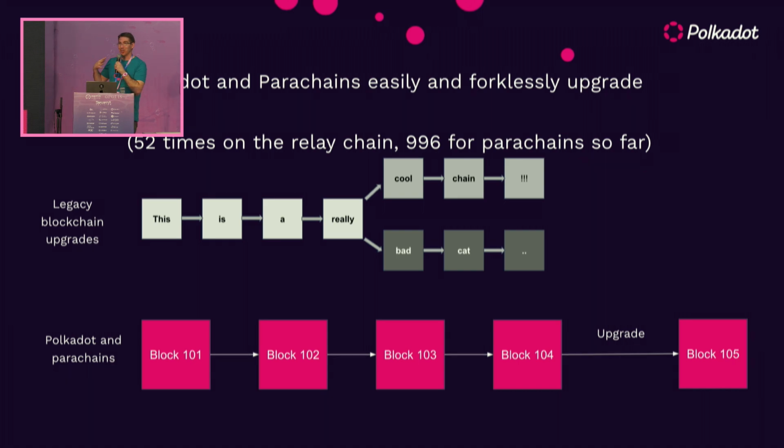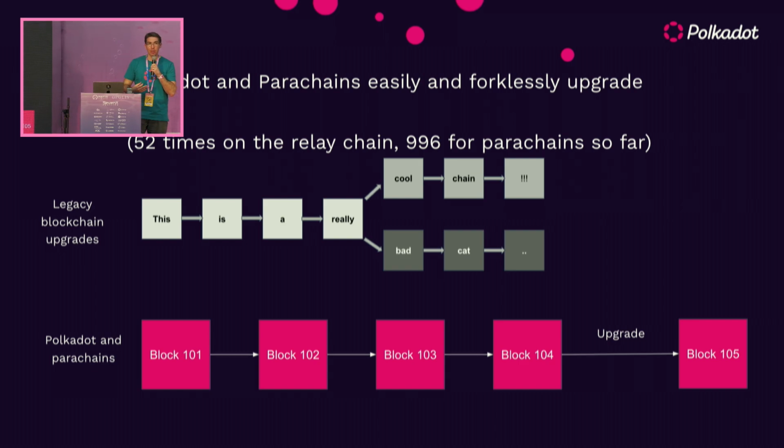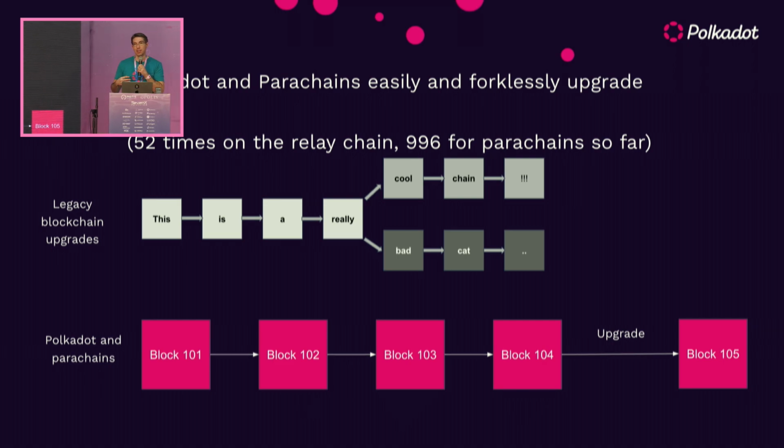This makes it a lot easier than coordinating with everyone running a node that, hey, it's time to upgrade, and make sure that you do it. It generally just happens automatically. And this is not a theoretical concept. This is something that happens on a very regular basis in the Polkadot ecosystem. I actually ran the numbers yesterday. So on the relay chain, the central chain of Polkadot, this has happened 52 times since Polkadot was launched in May 2020. So a little under 4 years, 52 runtime upgrades.